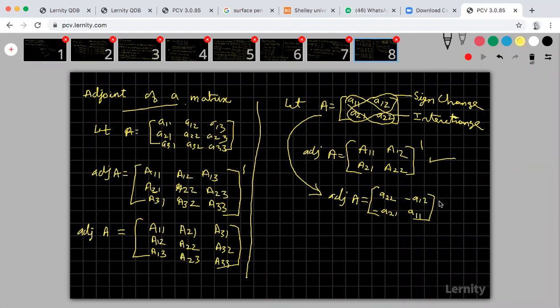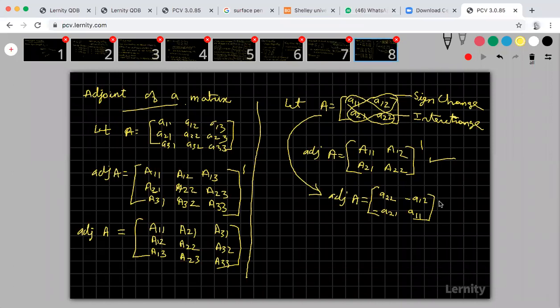For 3 cross 3, we don't have any shortcut. We have to find all the cofactors, list the cofactors, that means write the corresponding cofactors properly, and take the transpose. For 3 cross 3, we have to find all the cofactors, write them in the corresponding order and take a transpose. That is the adjoint of A.